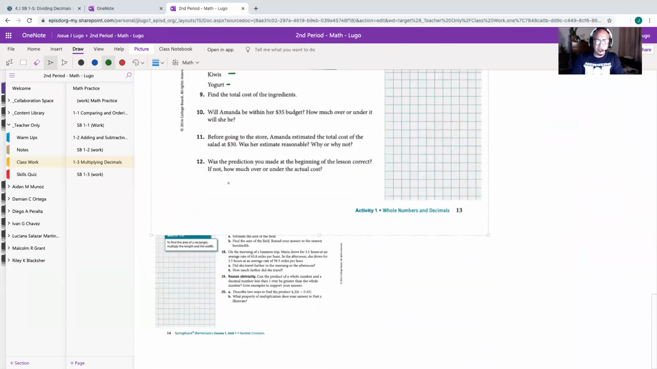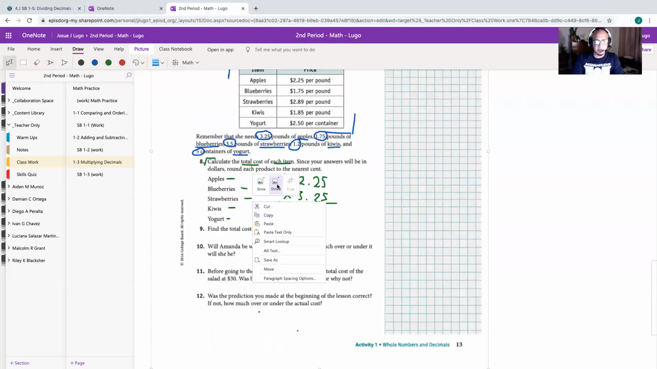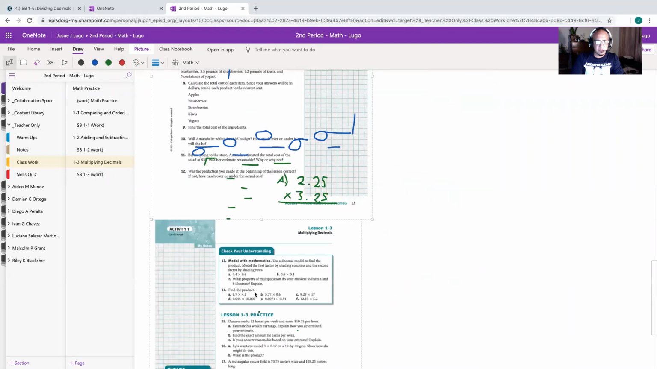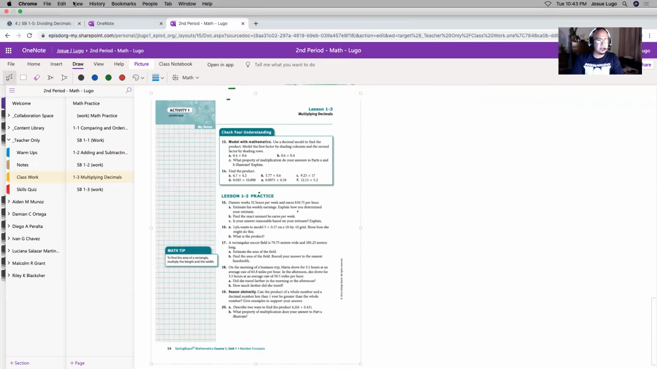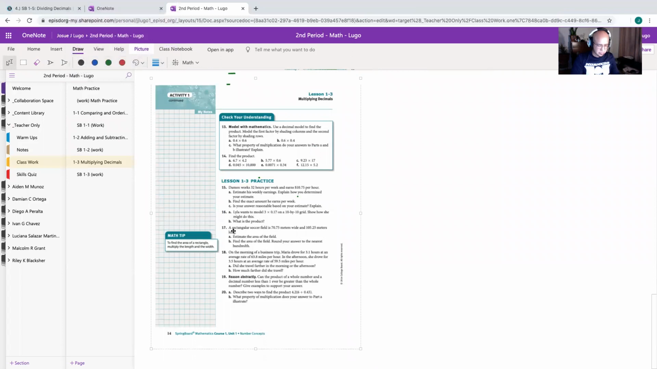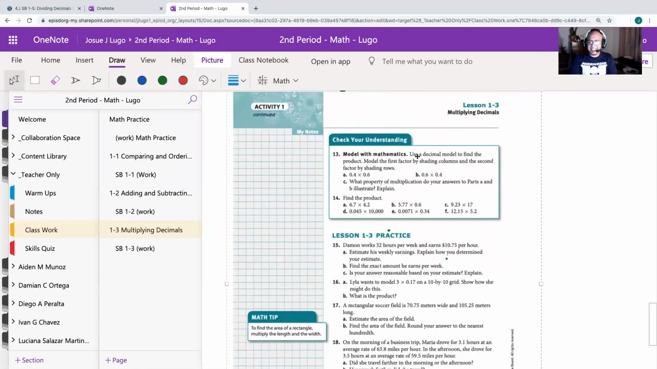I do want to go to 13. So let's go to number 13. Let's make this smaller, and let's focus here on number 13. Let me just zoom in up here. Okay, so number 13, it says to use a decimal model to find a product. Model the first factor by shading columns and the second factor by shading rows.